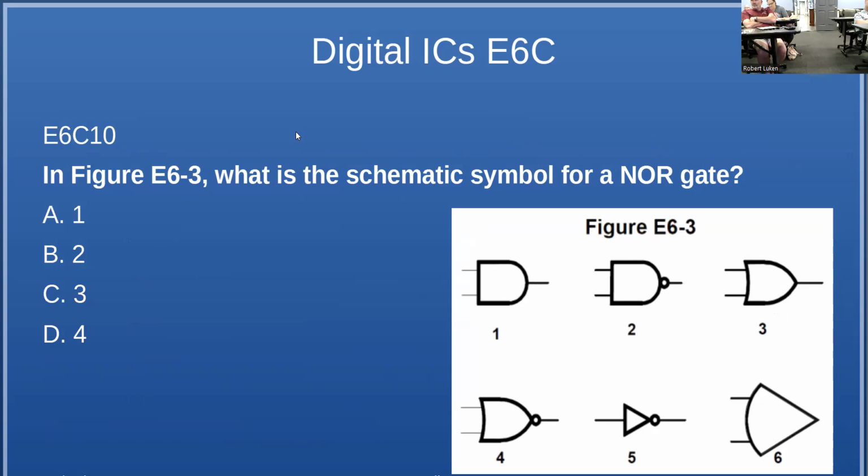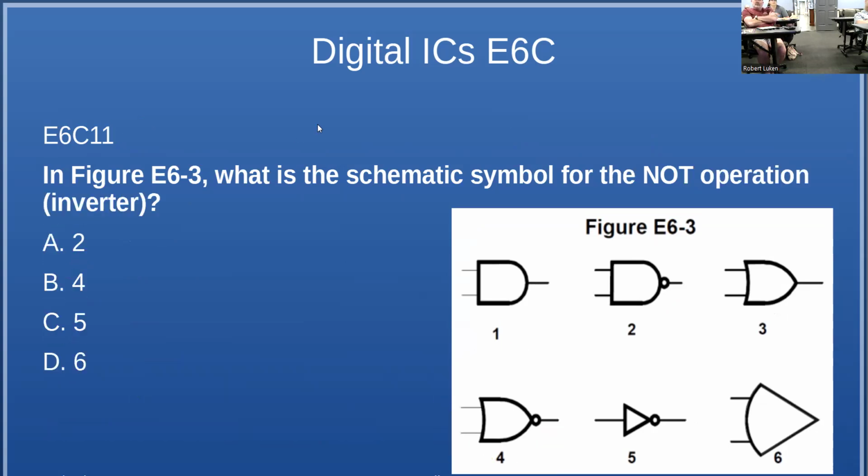In 6.3, what's the schematic symbol for a NOR gate? D. What's the schematic symbol for a NOT or an inverter? C.